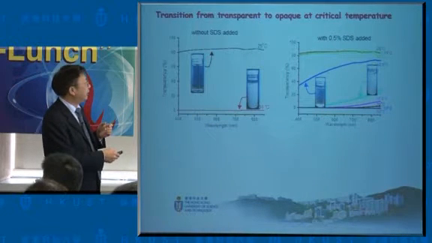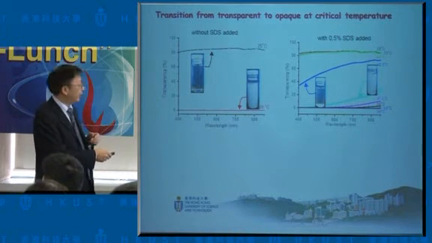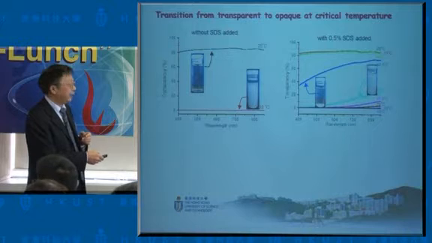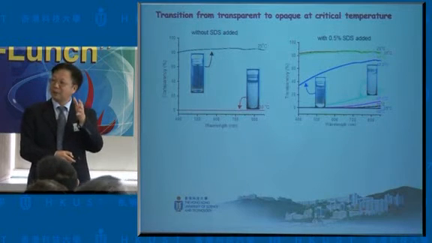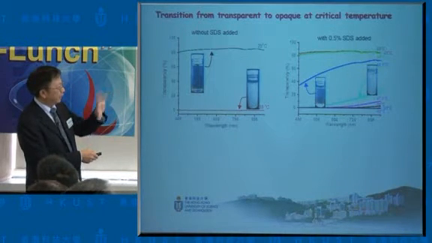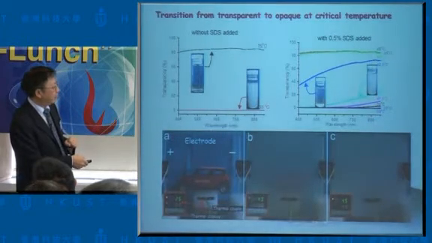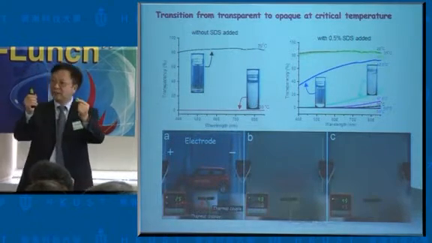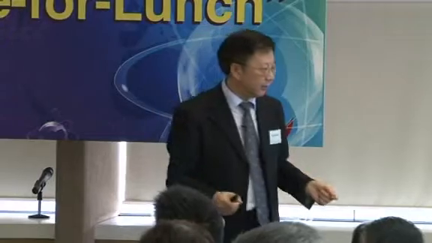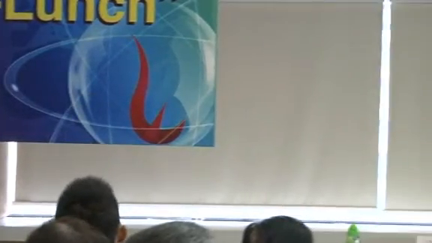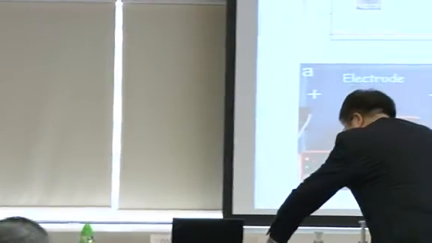At low temperature it is transparent, like water, and at high temperature it becomes opaque. So you can say it's a different change. And here's a demonstration. With this material you can apply the voltage. It's a smart window.